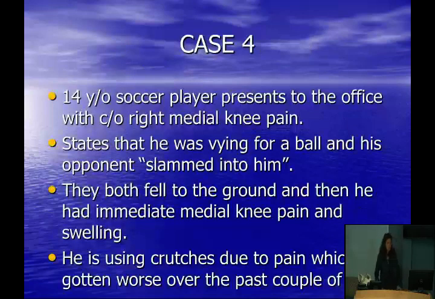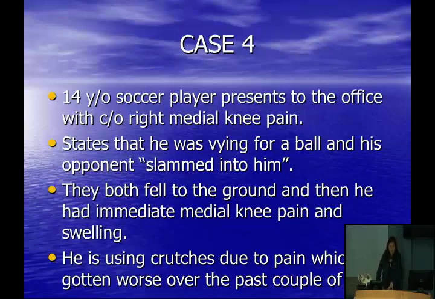All right, case 4. We've got a 14-year-old soccer player who presents to the office with a complaint of right medial knee pain. So just like the basketball player, they both have right medial knee pain. He states that he was vying for the ball and his opponent slammed into him. They both fell to the ground, and he had immediate medial knee pain and swelling. So his swelling is medial and his pain is medial. So we have to think about what is medial.